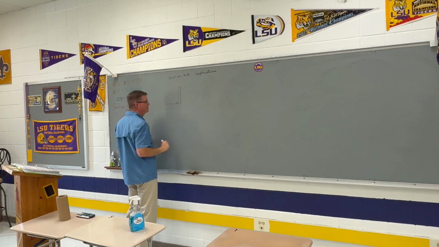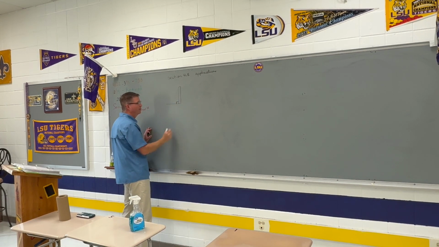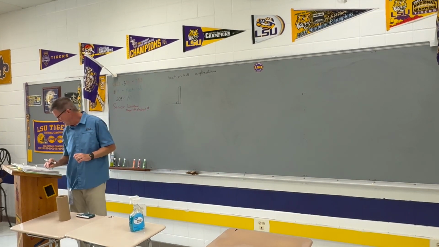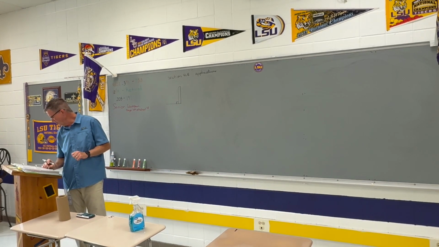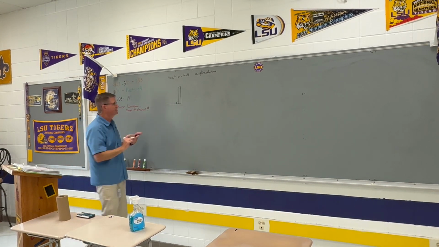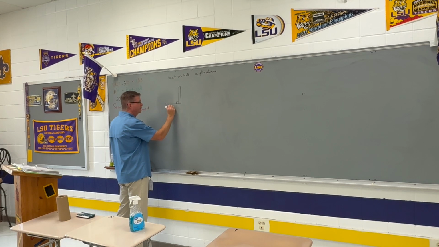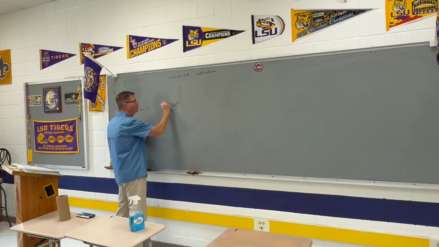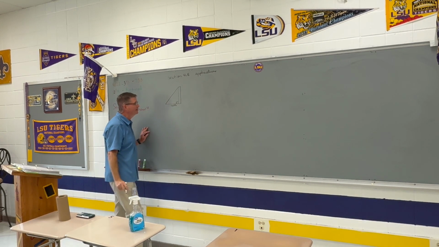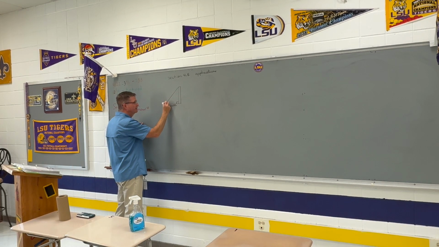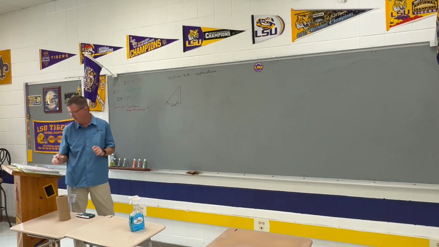The tower, the tree, the flagpole, whatever we're talking about is always going to be a 90-degree angle. And it says from a point on level ground 125 feet from the base of the tower. This is given to us. We have an angle of elevation. An angle of elevation is always an angle from the horizon looking up.